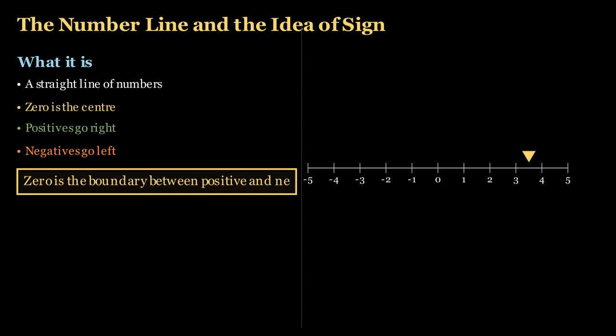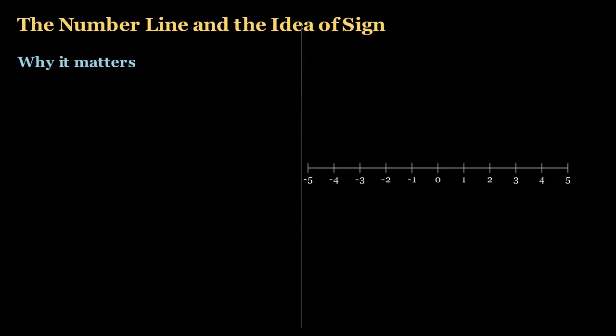Why do we even draw numbers on a line? Because it turns abstract ideas into something we can see. When you know a function's domain and range, you can plot them on a number line and instantly see which numbers are allowed in and which come out.